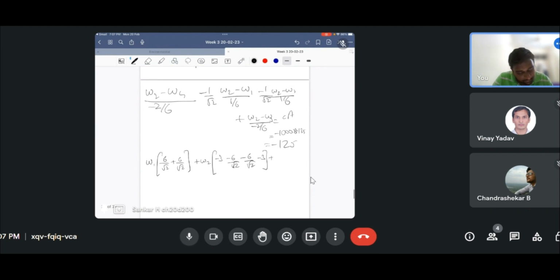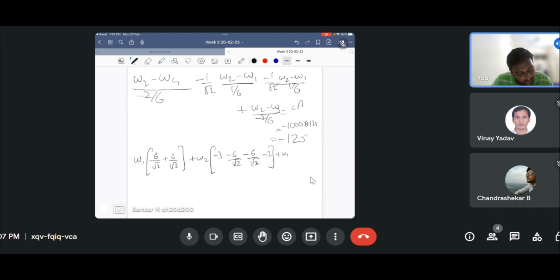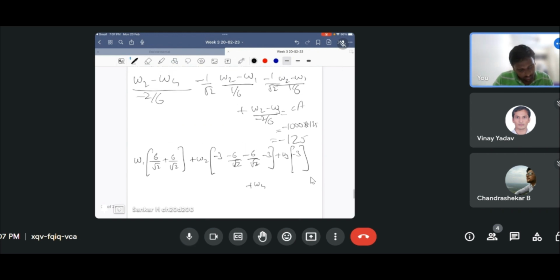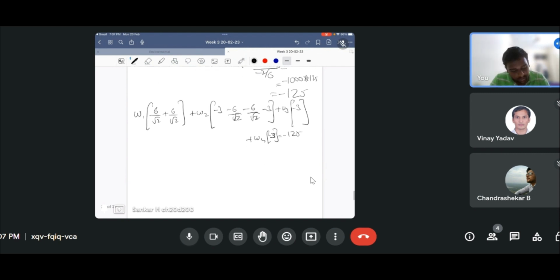plus W3 times minus 3 plus W4 times minus 3 should be equal to minus 125. I hope that makes sense and you are able to get this answer.